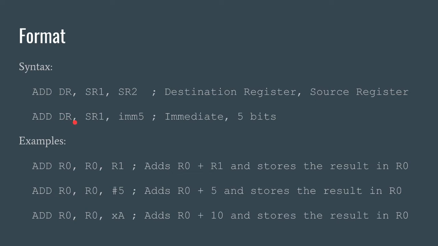You can also use the syntax destination register, source register 1, immediate value 5, and the 5 means 5 bits. So an example would be down here, we can take register 0 plus register 0 and store our result in register 0. If we want to use an immediate value, we can use a pound or an X. The pound means to use decimal, so base 10, and the X means to use base 16. So we can do 5 plus R0 and store that in R0. We can do 10 plus R0 and store that in R0.